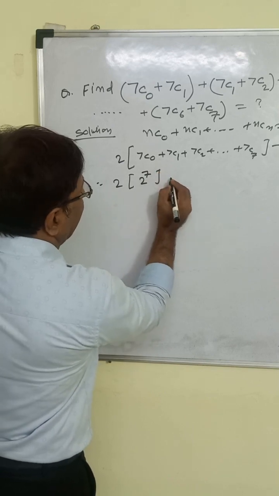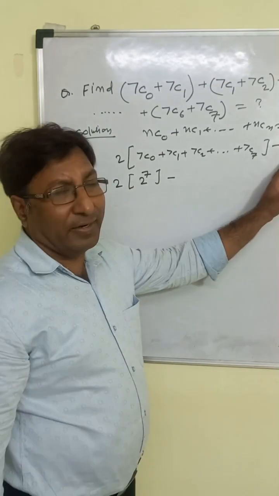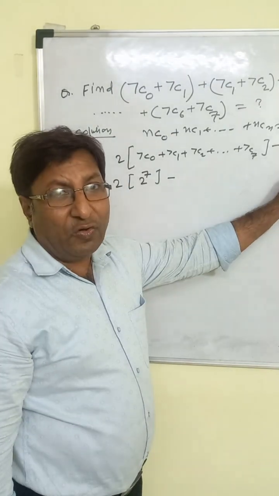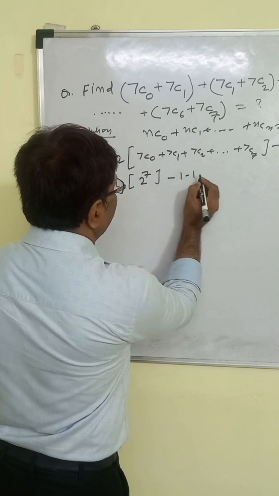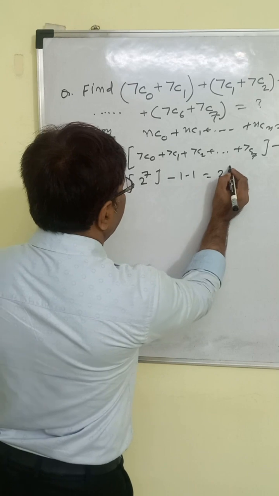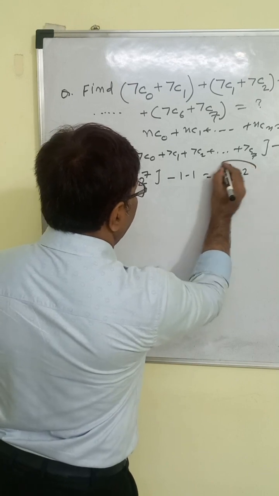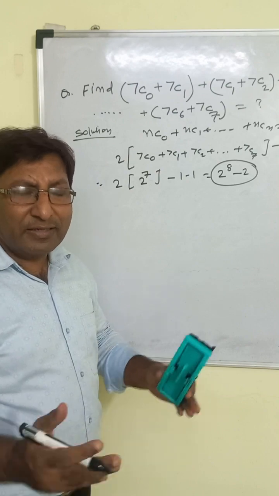And this is minus 7C0, that is NC0, which is 1. And NCN is also 1. So this is minus 1 and minus 1. So we will get 2 to the power 1 into 2 to the power 7, 2 to the power 8, minus 2. So our correct answer is 2 to the power 8 minus 2.